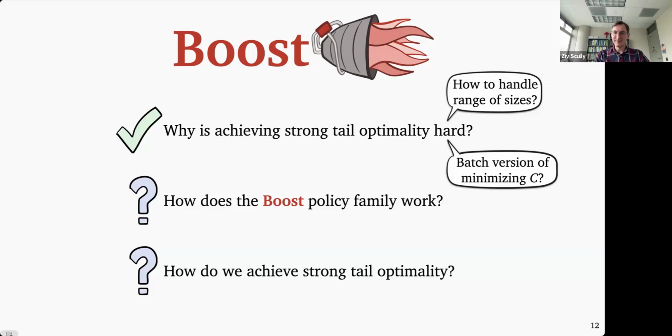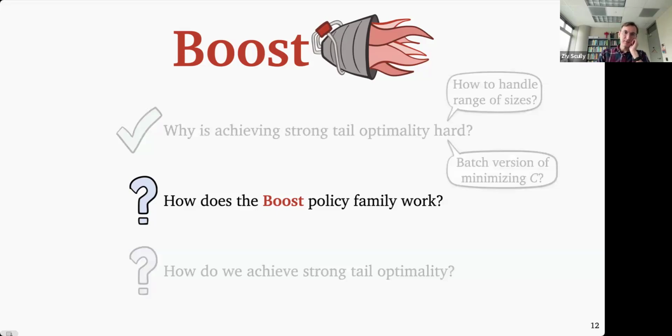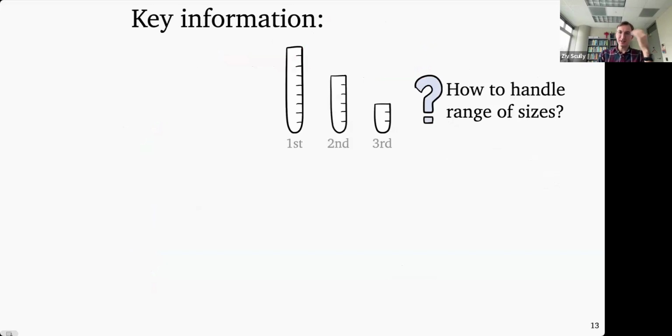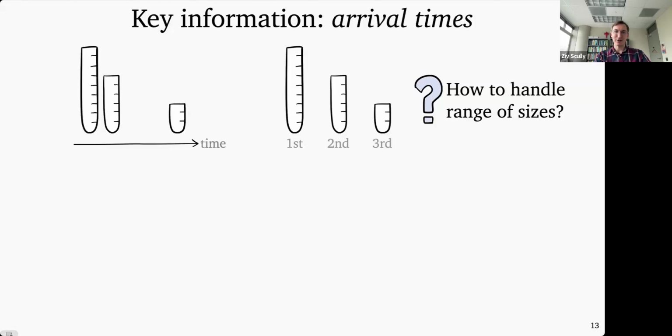Okay, so let's talk about how the boost policy family works. And so how does boost work? Let's start with this situation that we were looking at just a few minutes ago, right? We're trying to handle a range of job sizes without devolving into something like SRPT. I gave you a hint that if you look at this situation where this job arrived first, this one arrived second, this one arrived third, there's a key piece of information that is going to help us decide how to order these jobs. I've shown you the order the jobs arrive, but I haven't shown you when they arrive. If you use the arrival times, that might help you make the decision.